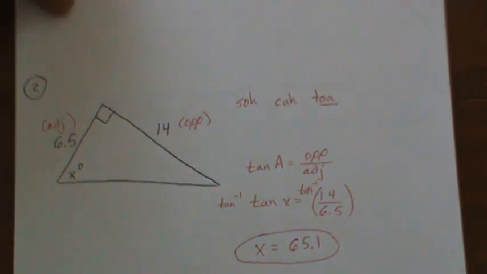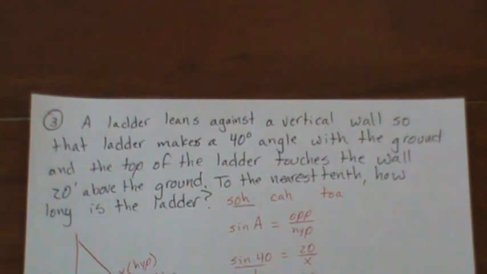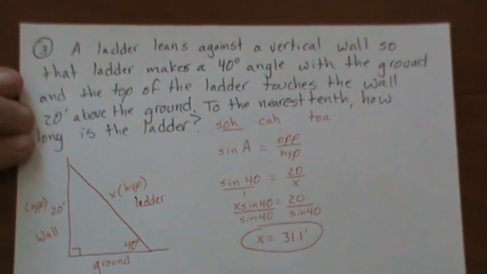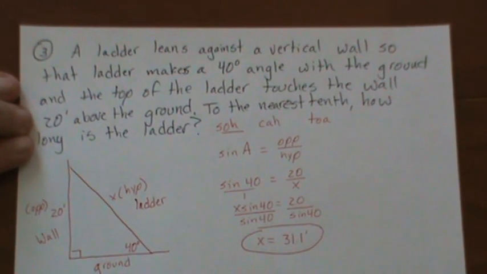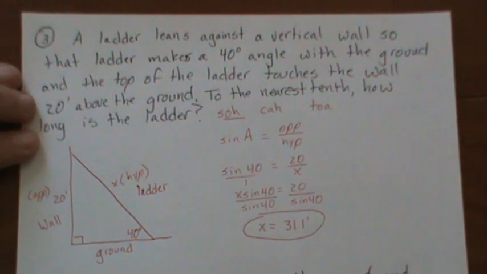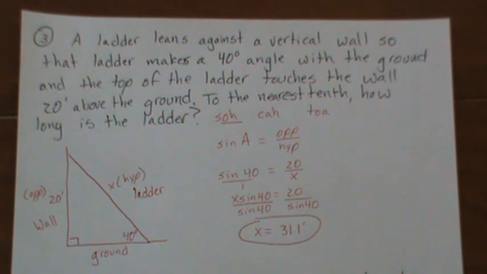The third and fourth problems were both word problems. In number 3, we were told that we had a ladder leaning against a vertical wall so that the ladder makes a 40-degree angle with the ground, and the top of the ladder touches the wall 20 feet above the ground. To the nearest tenth, how long is the ladder?